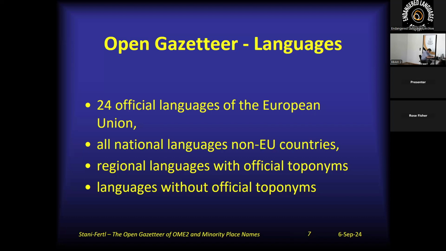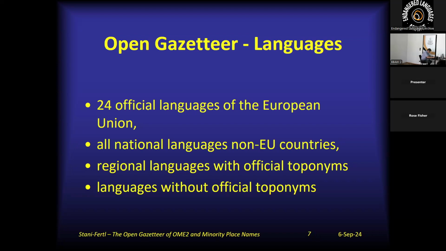This moves me from the content of the Open Gazetteer to its shortcomings. The Gazetteer originally had 2 significant shortcomings. Firstly, it lacked all names that did not fall under the jurisdiction of the National Mapping and Cadastre Agency. This means that the database did not contain any exonyms.